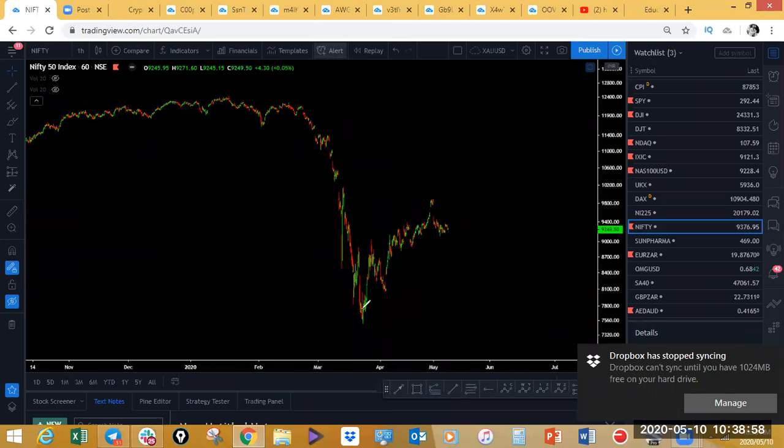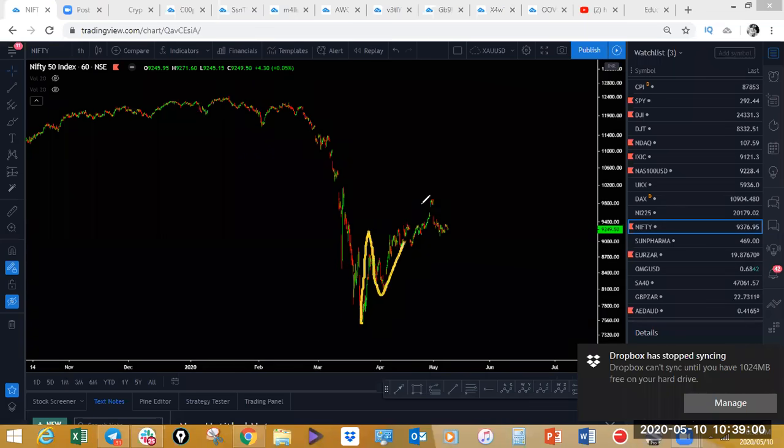NIFTY has made 3 waves up. That is A, B, and C. Now we're looking for this one to make a 3-wave structure here, and another 3 waves, W, X, XY. So that's what we're looking for on the NIFTY. All right, so that's the structure that we're looking for on the indices.